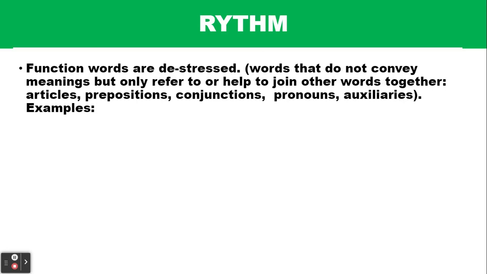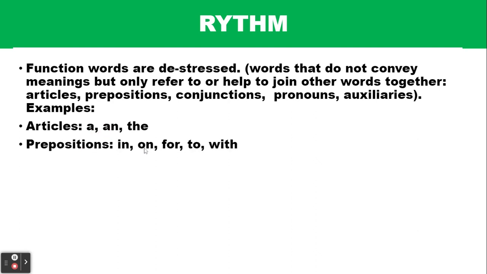Function words are destressed. That means we do not stress function words, and these are words that do not convey meanings but only refer to or help to join other words together, such as articles, prepositions, conjunctions, pronouns, and auxiliaries. The following are examples. Examples of articles are a and the.